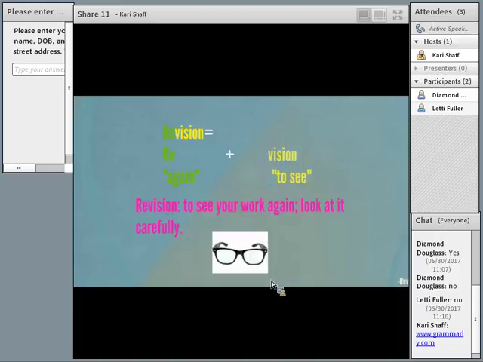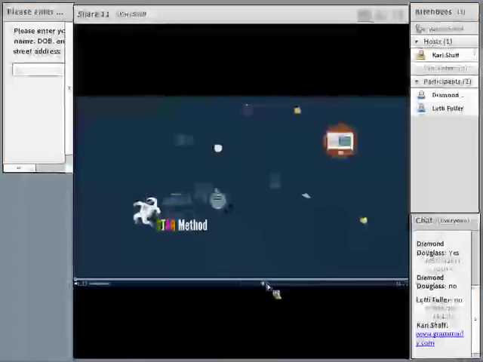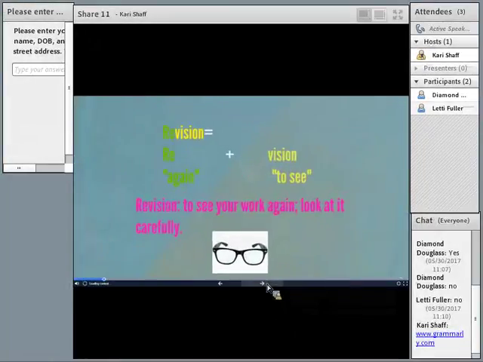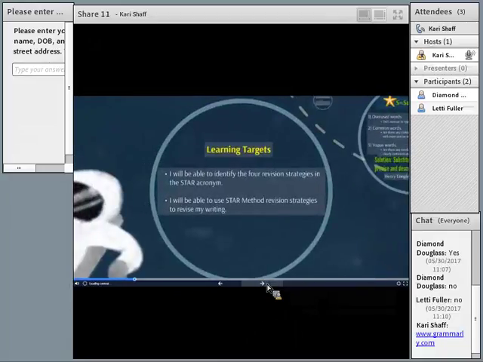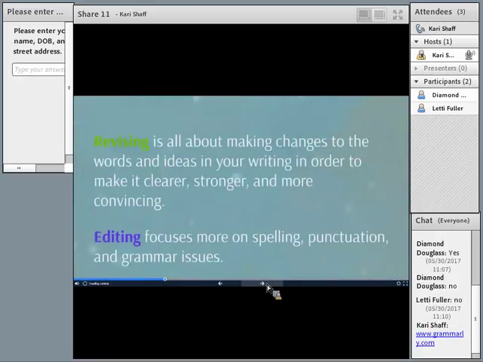Revision, of course, means to see again. Okay. So we will be able to identify the 4 revision strategies in the STAR acronym, and you'll be able to use the STAR method of revision strategies to revise your writing. Revising is all about making changes to the words and ideas in your writing. Again, ideas, it's bigger. Editing is smaller.